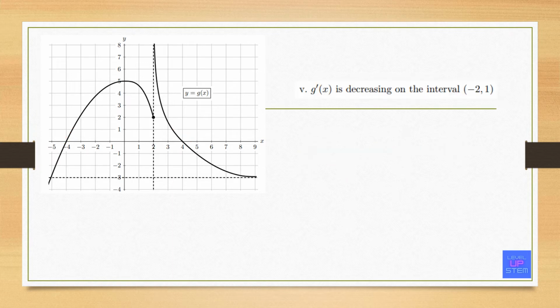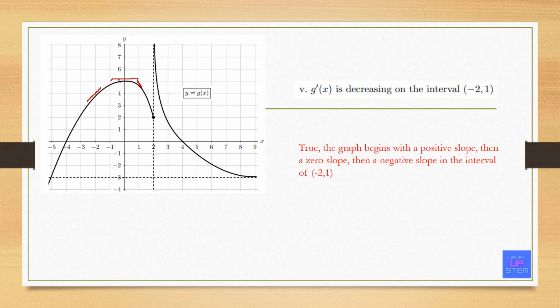Okay, I think it's the last one for this one. G prime of x is decreasing on the interval -2 to 1. So we have, right, it's starting out right here as a positive slope, and then it goes to 0 right there, and then eventually negative right here. So it goes from positive to 0 to negative, so I think that would be decreasing, right? Yep, that'd be true, and for the reasons I just explained.